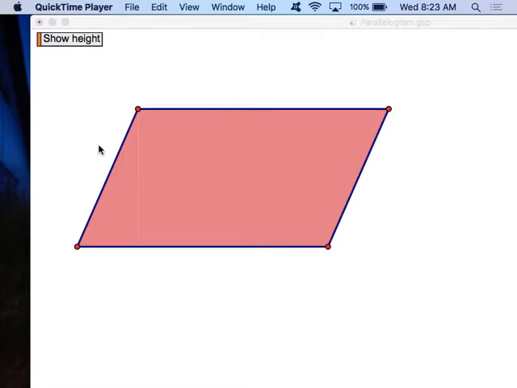What figures can we find the area of now? Let's do a quick summary. What have we done so far? Max? Rectangles, squares, circles, and triangles.